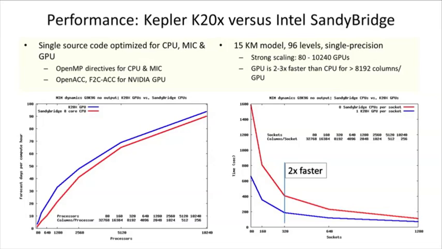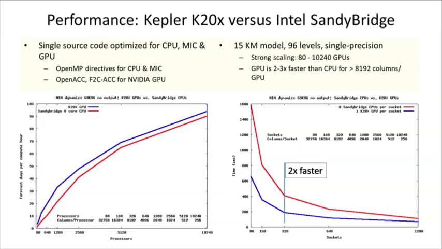This was done on Titan. Its SandyBridge is showing up here in red. The K20x is showing up in blue. And you see here forecast days per compute hour. What you see here is a little smaller scale, so you can see what's going on. It's a little bit like what Thomas talked about earlier: if you have enough work for the GPU to do, then it's very efficient.